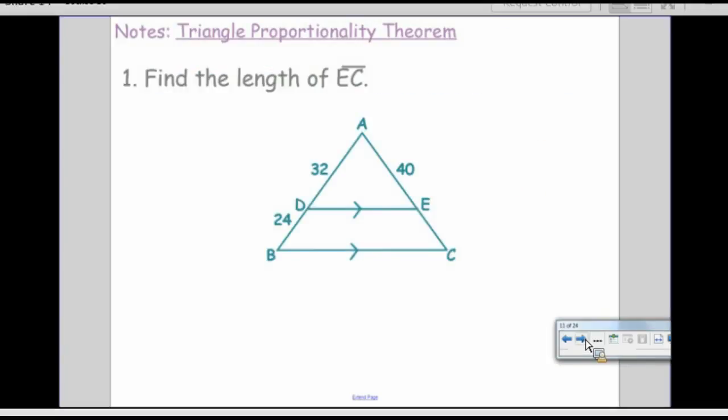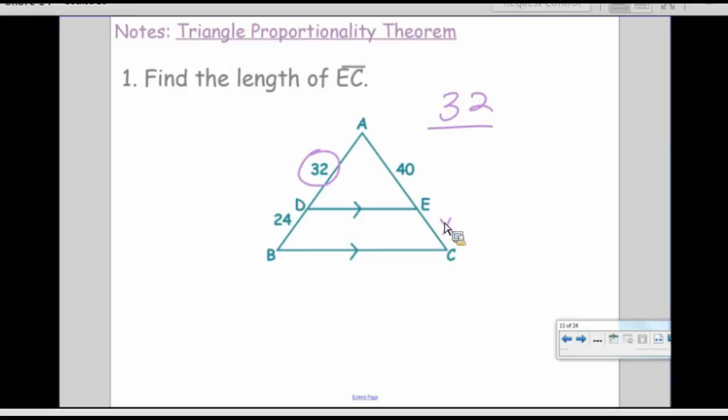All right, let's try some. You can draw that picture in your notes. I'll give you time enough to draw it. And we are going to find the length of EC. So we are going to find X using our brand new theorem. The theorem says if DE is parallel to BC, which they are, then our segments are proportional. So we're going to set up a proportion. Let's start here.